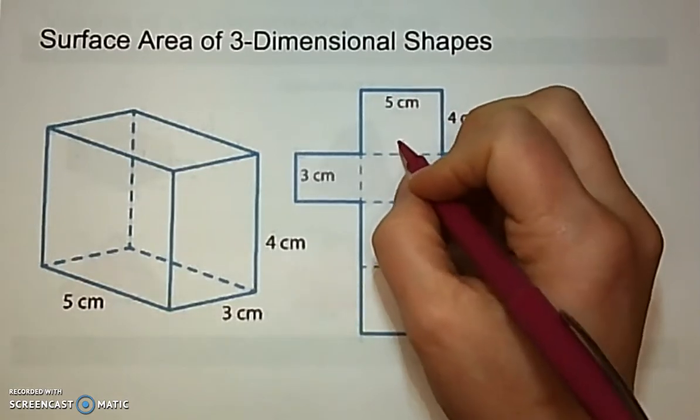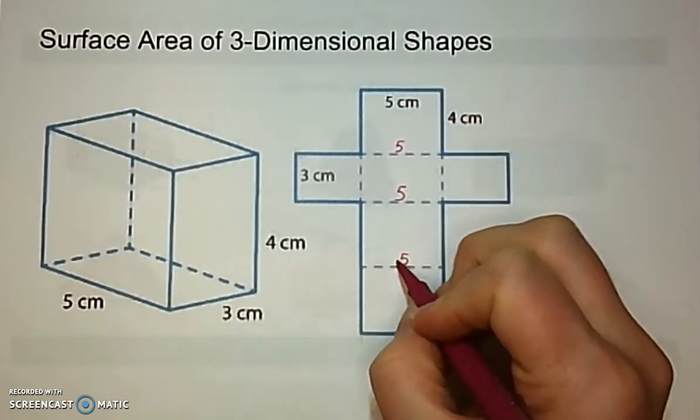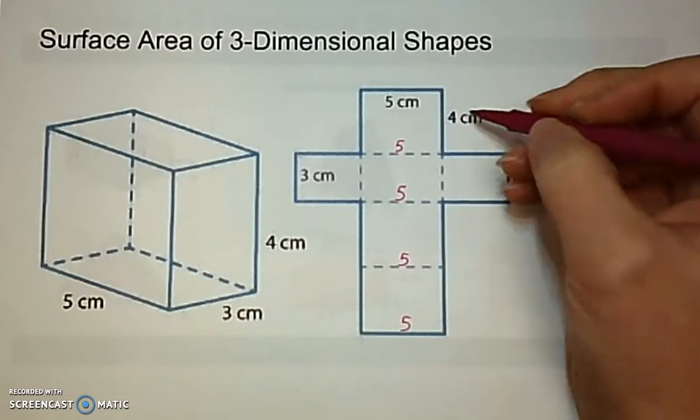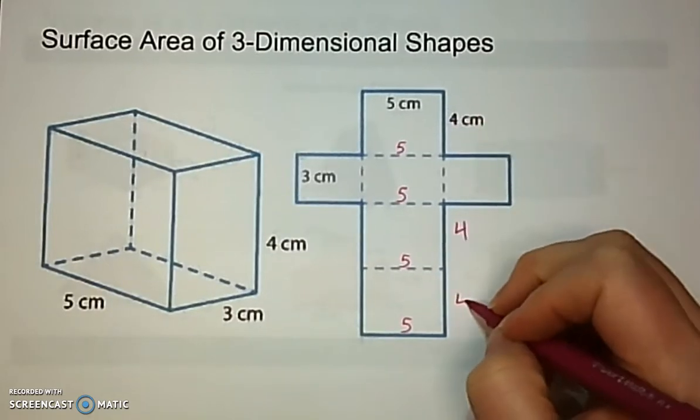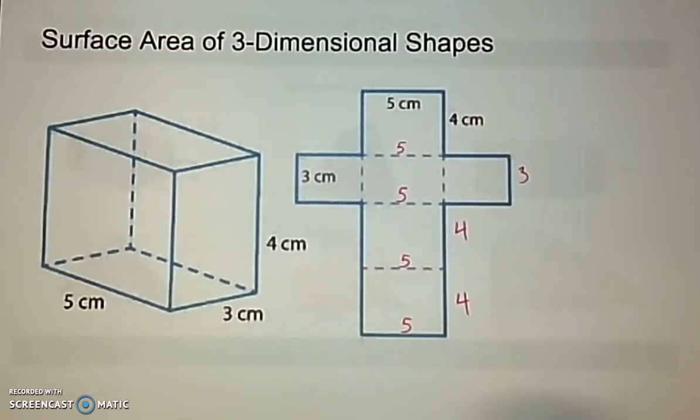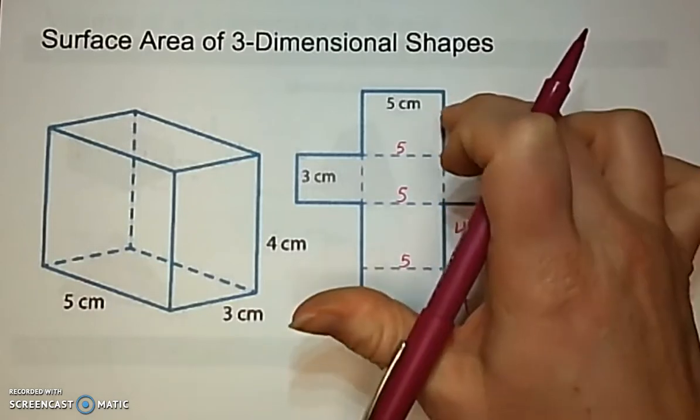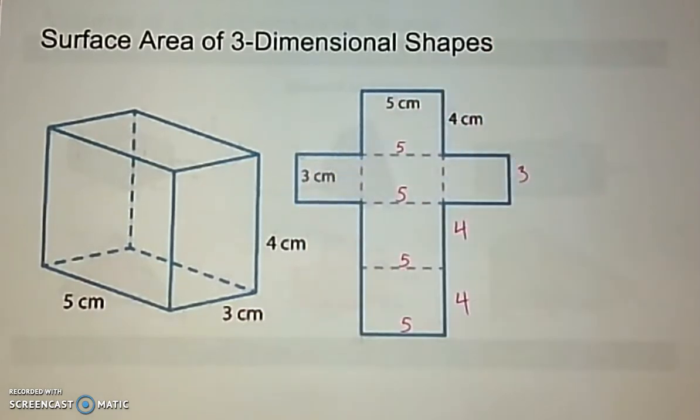So in other words, if this is 5, this is 5, this is 5, this is 5, and this is 5. This one's 4, this one's 4, this one's 4. The short side is 3, so I can use all those. I can find the area of each different shape and then add them up. And that is what surface area is.